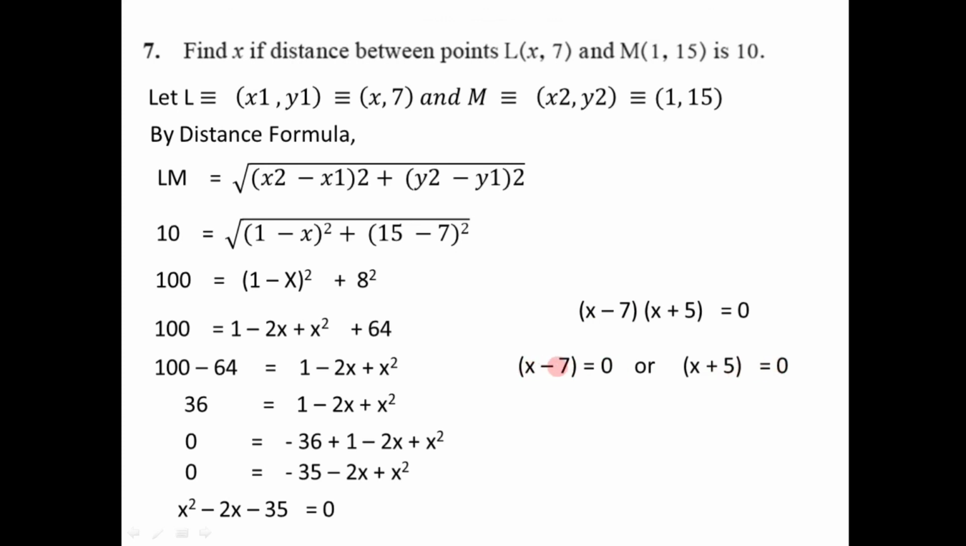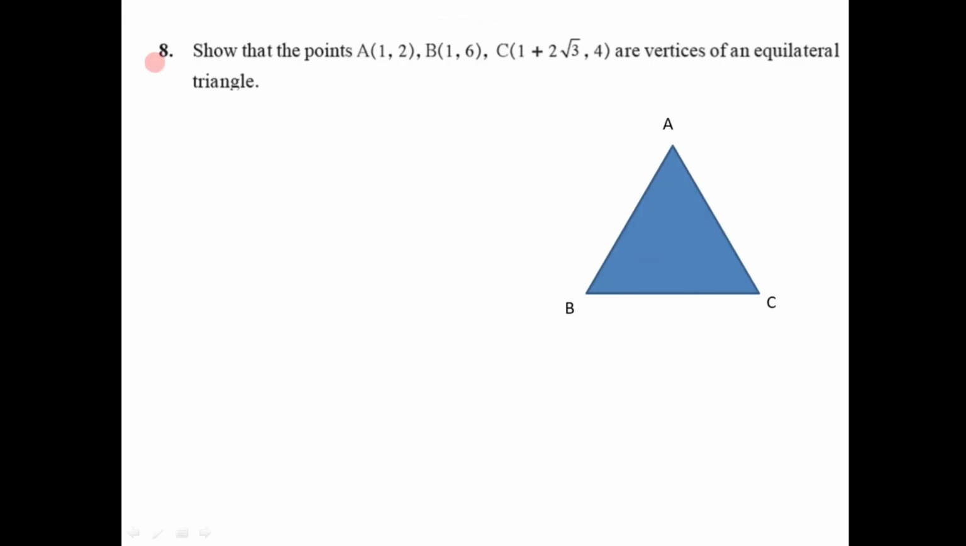For this one, if we transfer minus 7 to the right hand side, we will get x is equal to 7, or if we take plus 5 to the right hand side, we will get x is equal to minus 5. So here we get two values of variable x, that is either x is equal to 7 or x is equal to minus 5. Now let us have the next question.